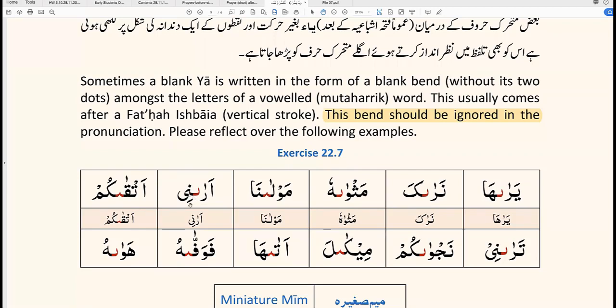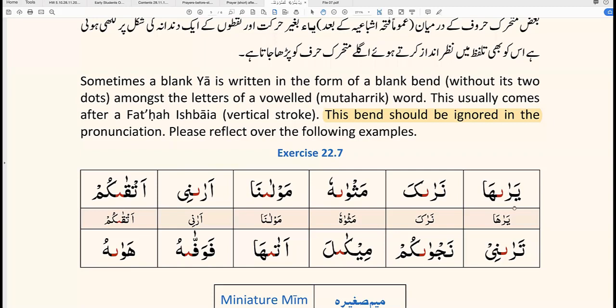This letter noon, there's a kasra underneath. How many seconds do we read that for? 1 second. Well done. Arani. The ya carries nothing, so we ignore that. Arani. Well done. At. Qa. Well done. We ignore the bend. Kum. Atqakum. Well done. Let's go back to the beginning.